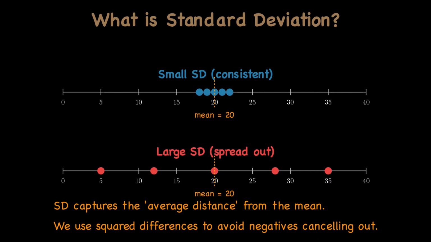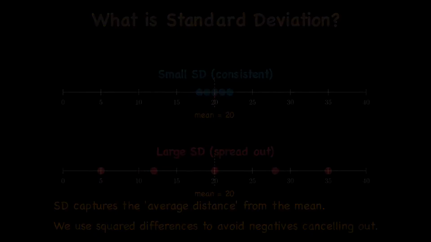Key idea: standard deviation captures the average distance of data values from their mean. But we use squared differences, not plain differences, to avoid negatives canceling out.